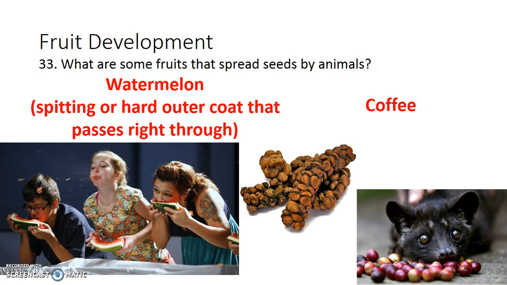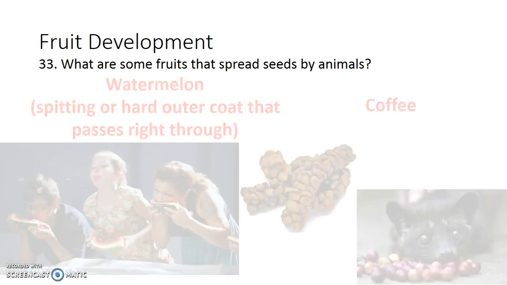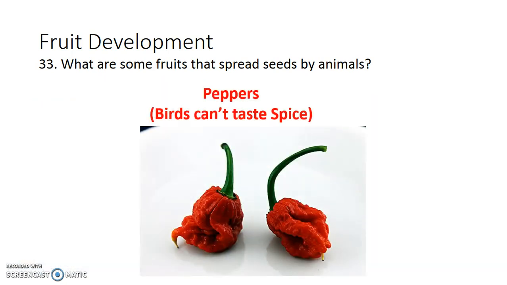Watermelon, a classic example of an animal spread seed. We eat the watermelon and spit the seed out. Or it passes right through us and gets deposited with, just like the coffee, its own little packet of fertilizer. Peppers are another fruit that spreads its seed via animals, only it's not supposed to be human beings. It's actually supposed to be birds.